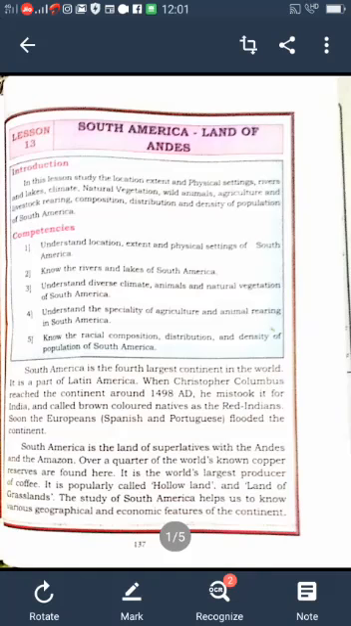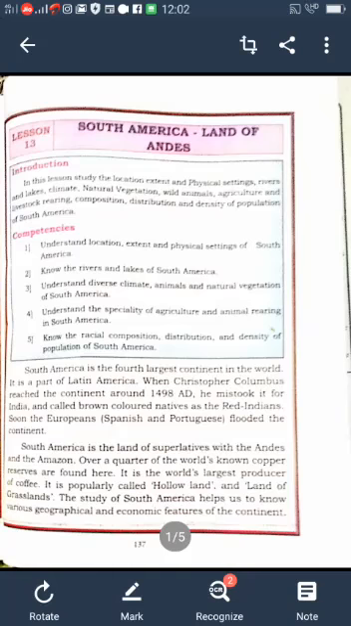So you know there are 7 continents on Earth. South America is one of the continents. It is the fourth largest continent. It is part of Latin America also. When Christopher Columbus reached this continent in 1498, by his mistake, he called it India. He called the brown colored natives Red Indians. Soon the Europeans flooded the continent.